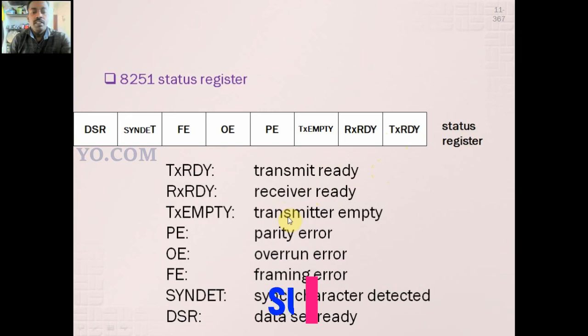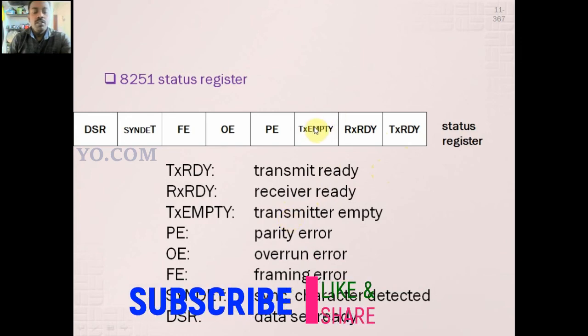Then transmit empty. If it is 1, the transmitter buffer is empty. If it is 0, the transmitter buffer is not empty, that is, it has data. Then parity error, PE. If it is 1, there is a parity error. If it is 0, no parity error is present. Then OE: if it is 1, an overrun error is present. If it is 0, the error is not present. Similarly, framing error: if it is 1, a framing error is present; 0 means it is not present.